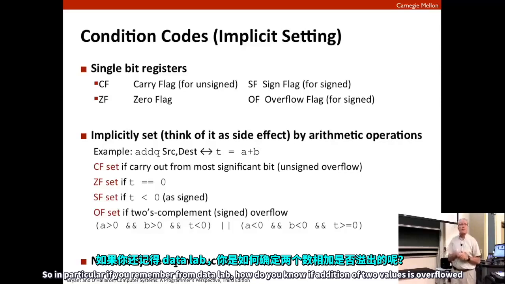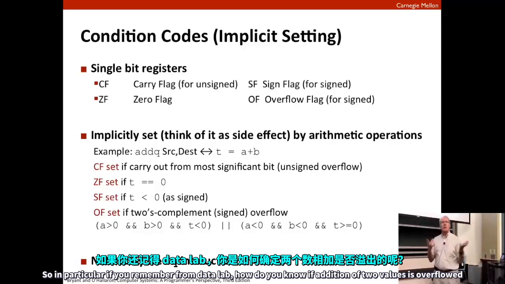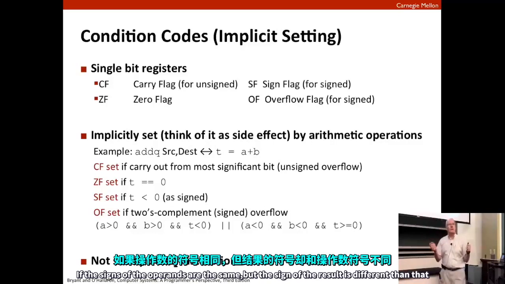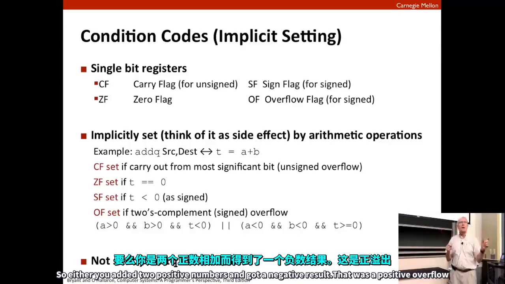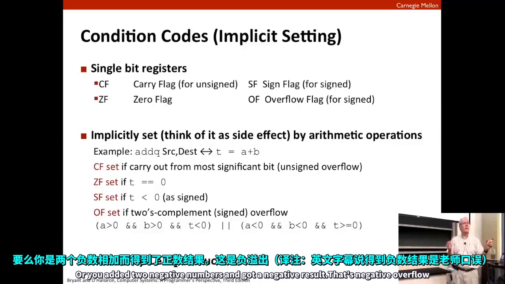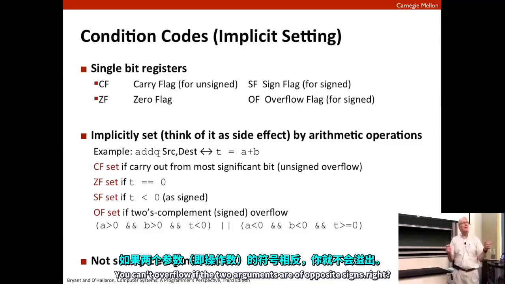So in particular, if you remember from data lab, how do you know if addition of two values overflowed? It's if the signs of the operands are the same, but the sign of the result is different. So either you added two positive numbers and got a negative result, that was positive overflow, or you added two negative numbers and got a positive result, that's negative overflow. You can't overflow if the two arguments are of opposite signs, right?